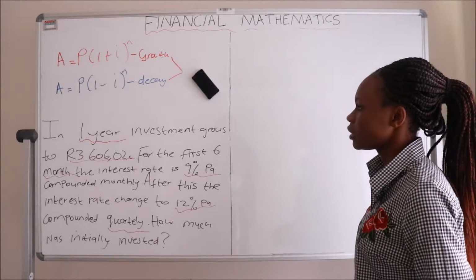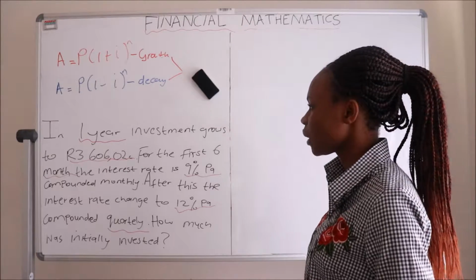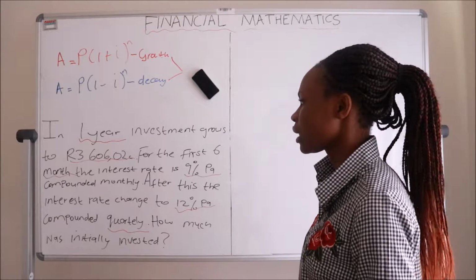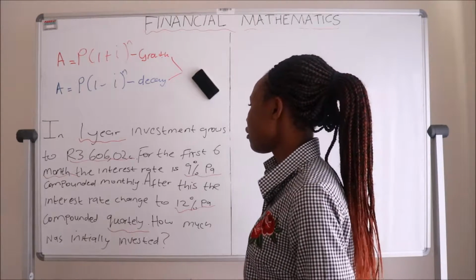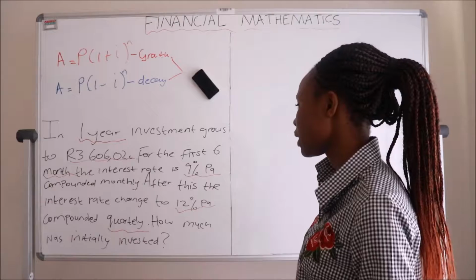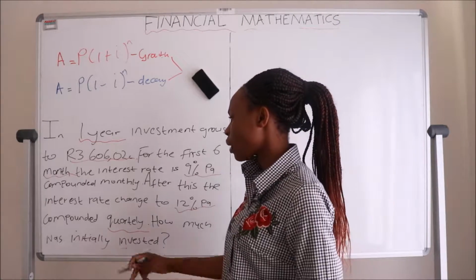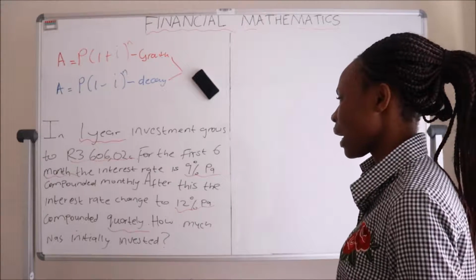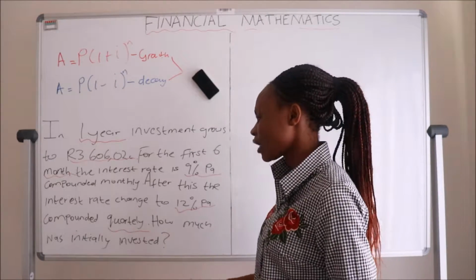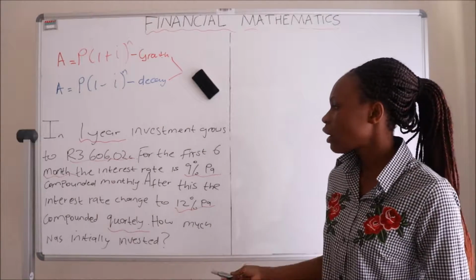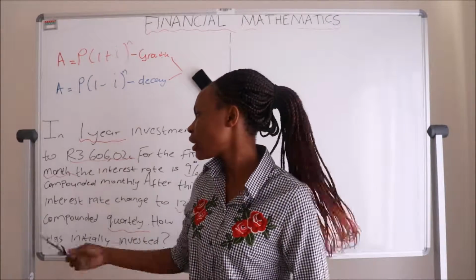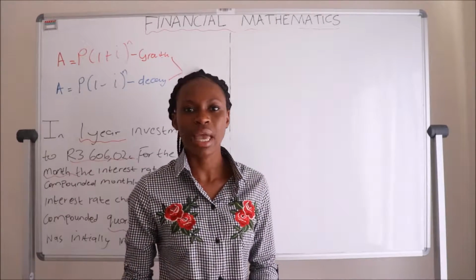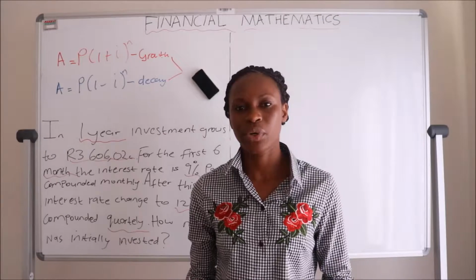In this question here, it says in 1 year the investment grows to 3,606.02 cents. For the first 6 months, the interest rate is 9% per annum compounded monthly. After this, the interest rate changes to 12% per annum compounded quarterly. How much was the initial investment? Now that we know that our final investment here is 3,606.02 cents, that means that we have A and we are looking for P, which is the principal amount, the initial investment.